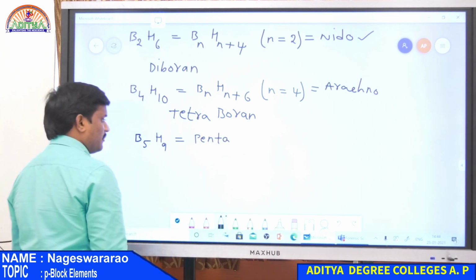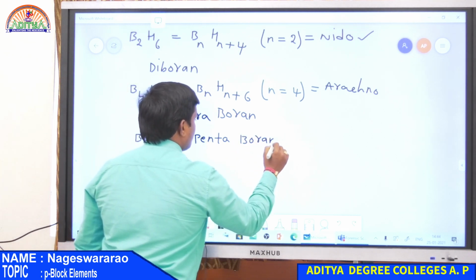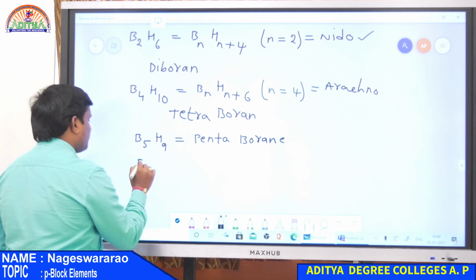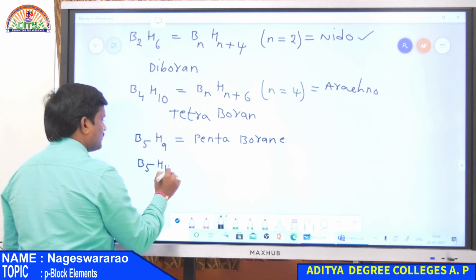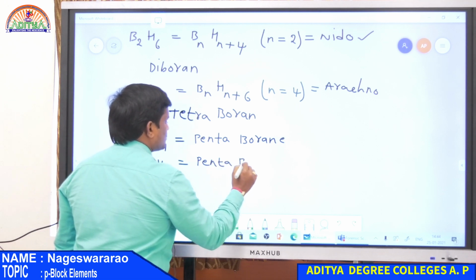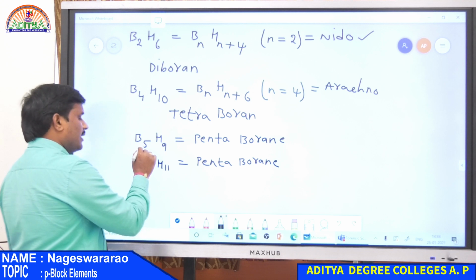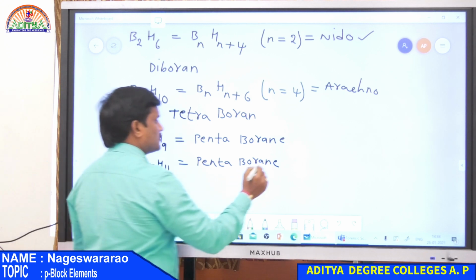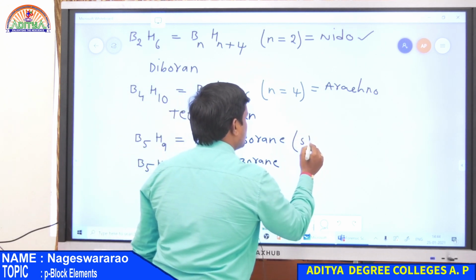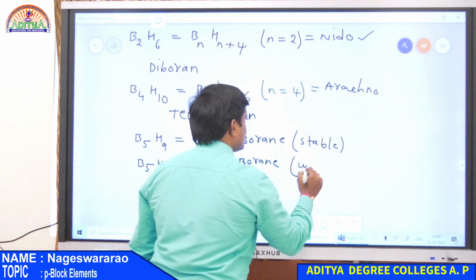Penta means 5 boron atoms. Pentaborane. And also B5H11. This is also pentaborane, but the first one is a nidoborane because it is BnHn+4. So this is nidoborane and it is more stable compared to arachnoborane. So this is unstable.